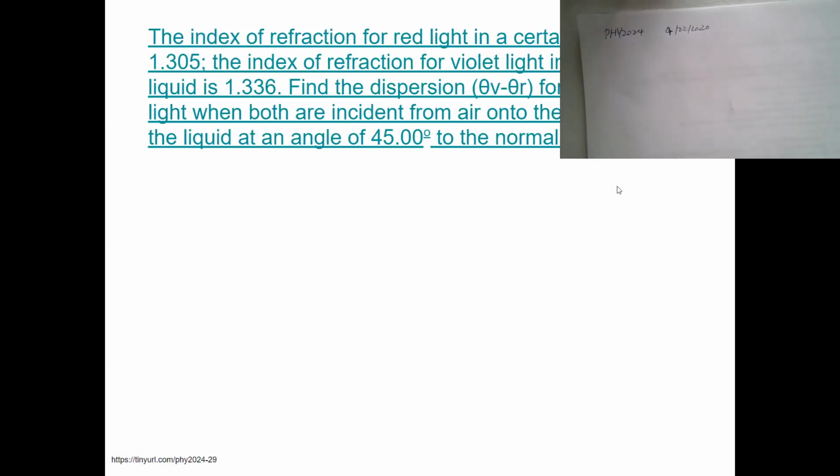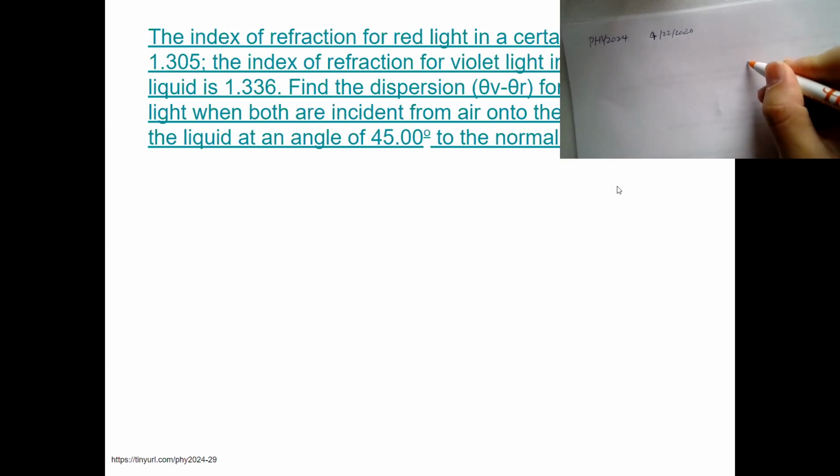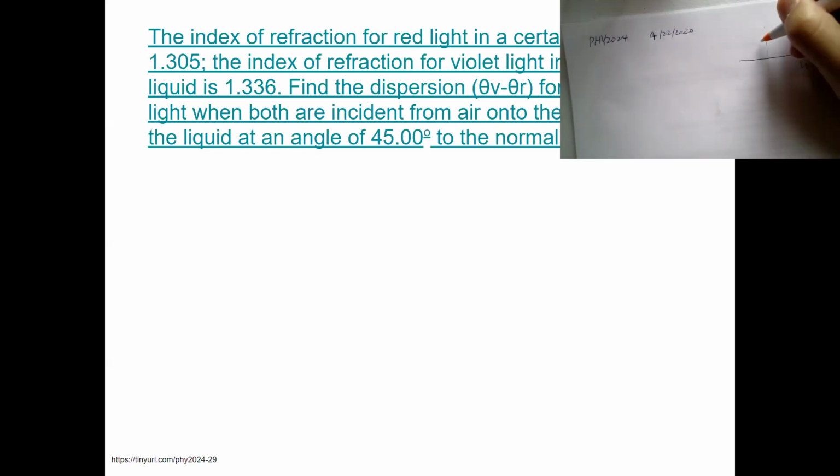So let's draw a picture to visualize the problem. Let's say this is the air on top, and this is the liquid at the bottom here. Now this is the normal direction where the 2 lights hit, so 45 degrees to the normal. So this is 45 degrees.